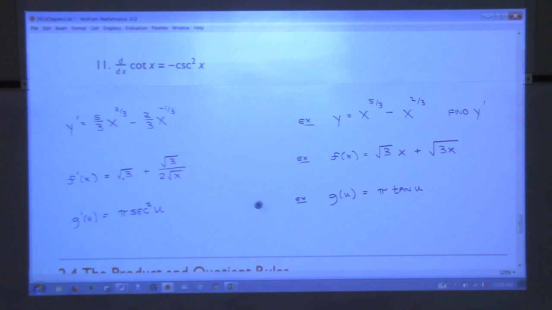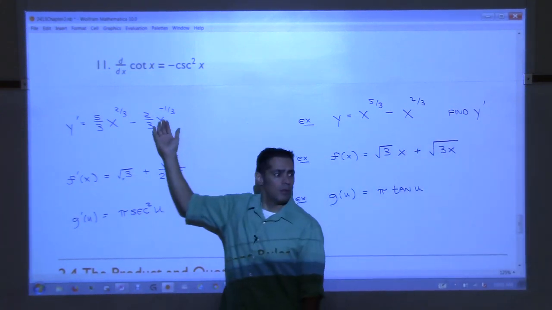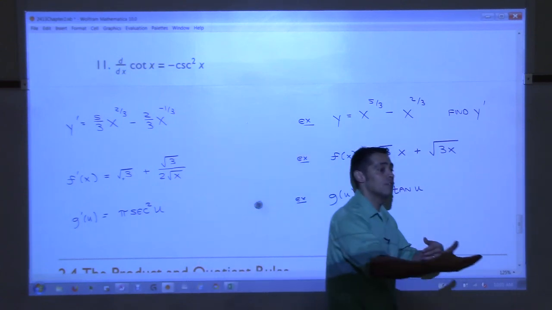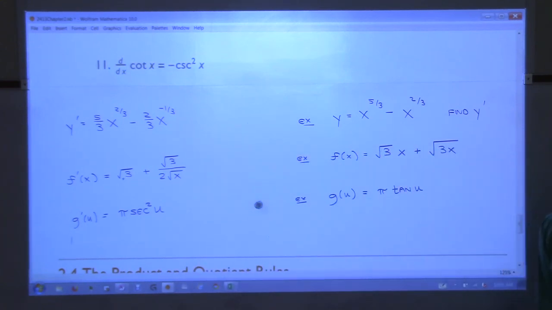I'm going to leave it as negative exponents for now. That's fine. You should be comfortable, if you were trying to match your answer to the back of the book, with doing some additional simplification. I just wanted to put the raw derivative up there. If you have any questions, you can raise your hand. I don't mind coming by and helping you.